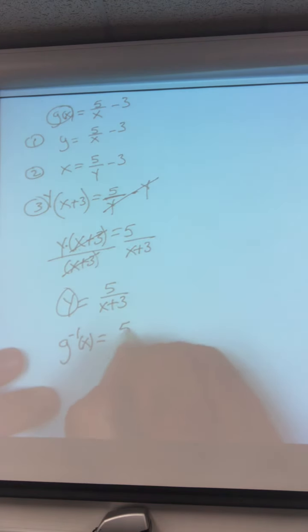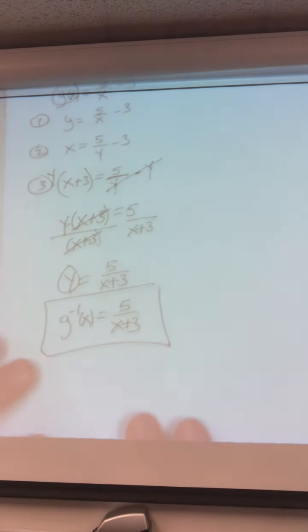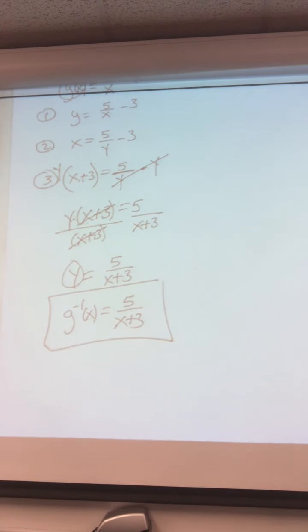Now, why did I write it g inverse and not f? Because if you'll look back up at the original problem, the original function was called g in this problem and not f.